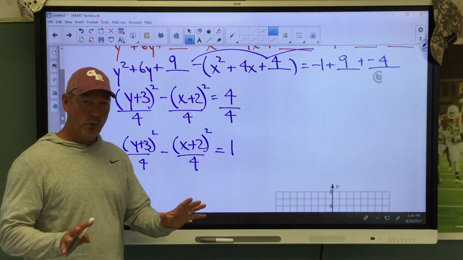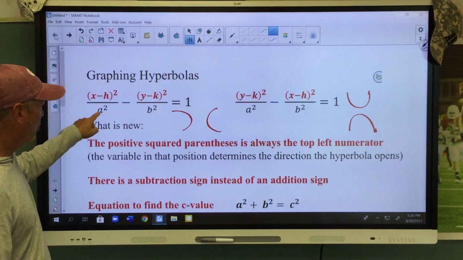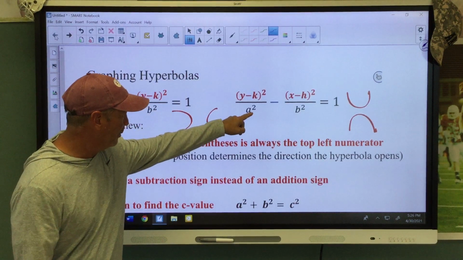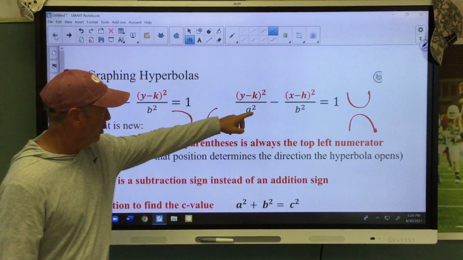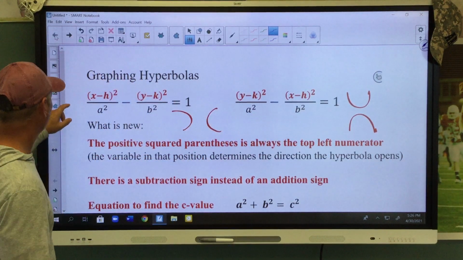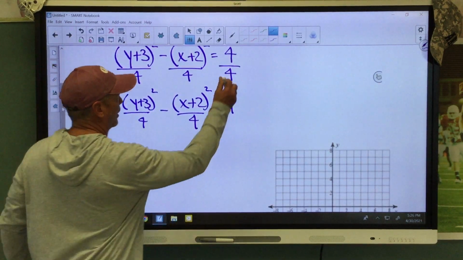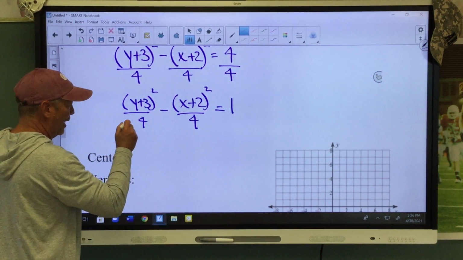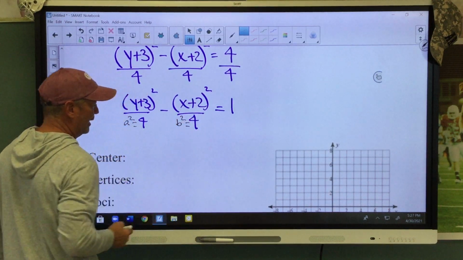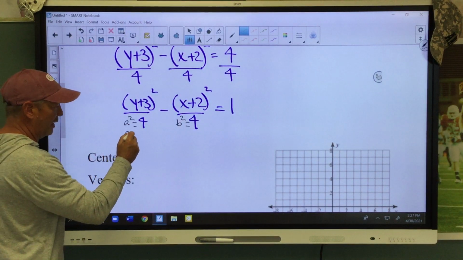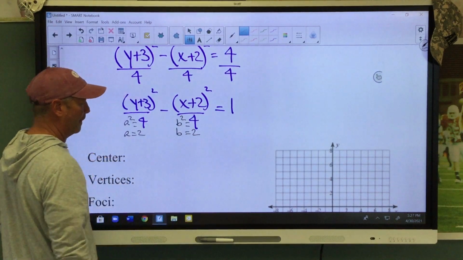Okay? Real quick though, I need you to go back in our notes. We're going to look. No matter what, the bottom left denominator will always be a squared. The bottom right will always be b squared. So we're working this problem. This is going to be a squared. This is going to be b squared. And if that's a squared, then a is going to equal 2, and b is also going to equal 2.